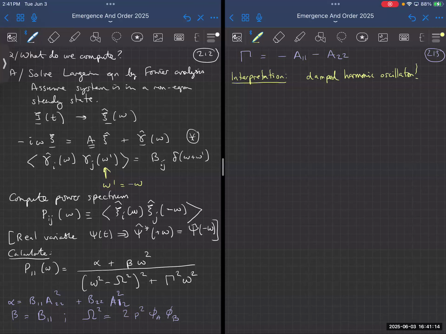And we're going to see that the natural frequency of the oscillations is big omega, and then there's a damping that comes from gamma. So let's have a look and see what I mean by that. Let me show you how that comes about. So to see this, consider this example.